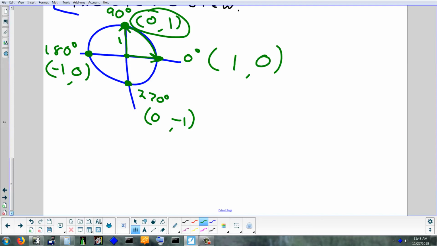Any other coordinate, you're not going to have a 0 in, right? These are the only 4 that have zeros. Okay, so any question on that?